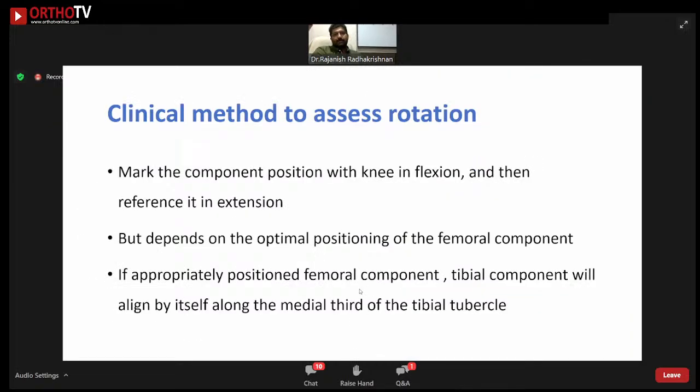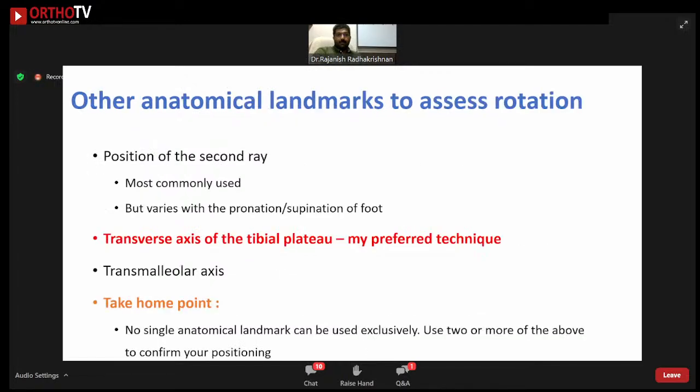Other clinical methods to assess the rotations are to mark the component position against other anatomical landmarks, such as the position of the tray with the second tray, the most commonly used method. But what I prefer is the transverse axis of the tibial plateau along with the transmalleolar axis. That is specific and different for each patient's tibia. So I prefer to take these two landmarks. But the take home point is no single anatomical landmark can be used exclusively. Use two or more of the above to confirm the positioning.